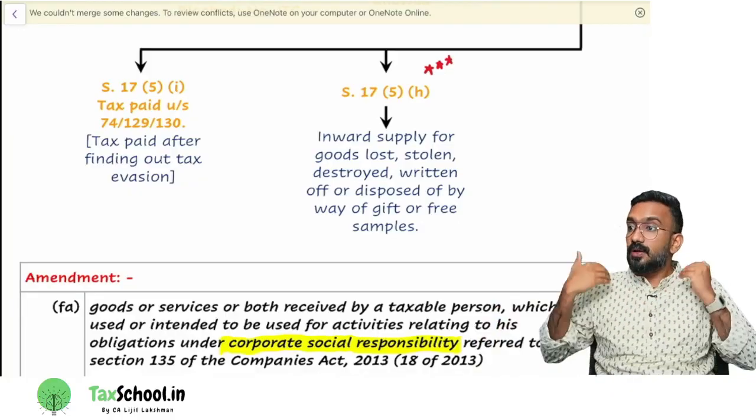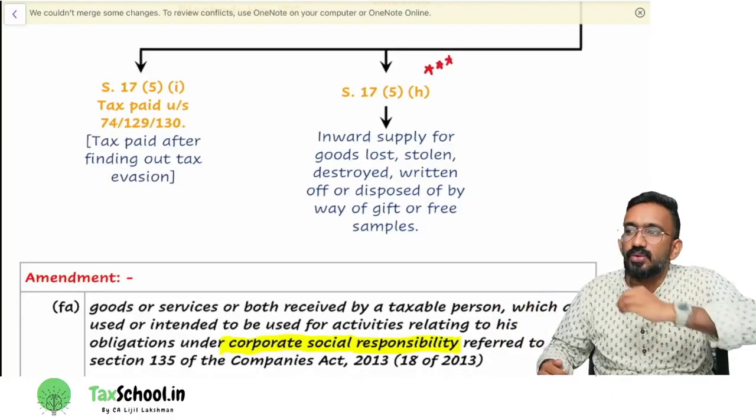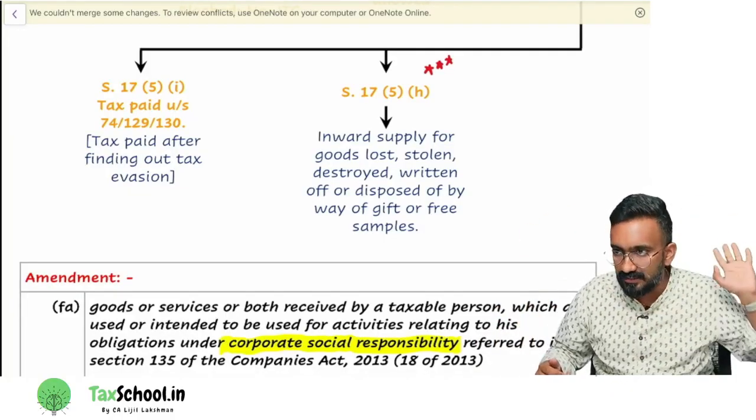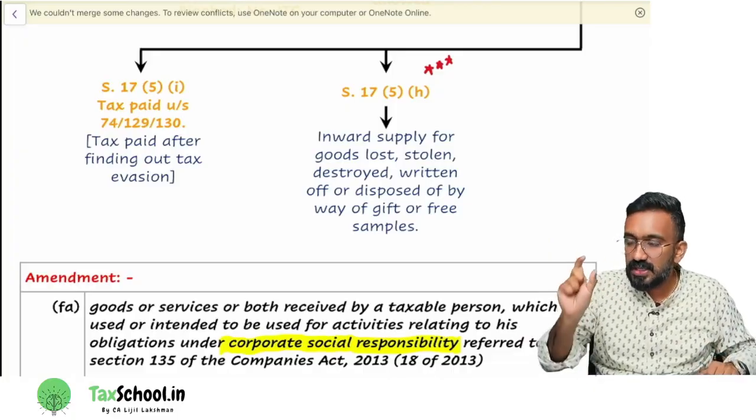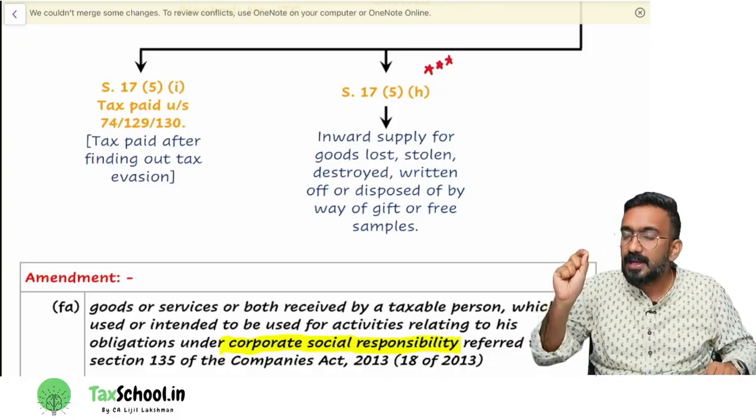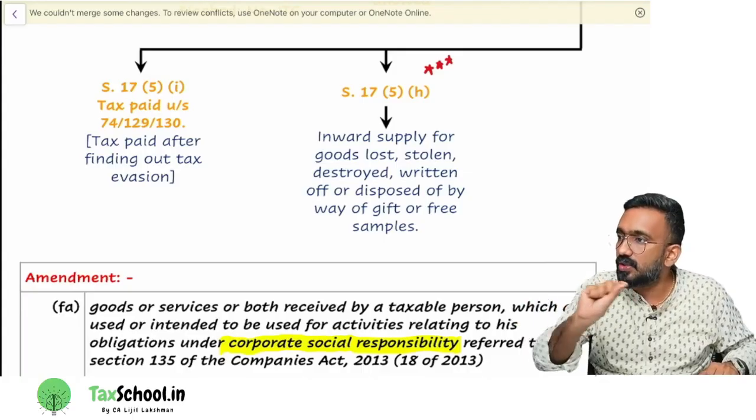I'm talking about goods which are lost because of a fire accident, or you write them off because they're out of fashion. That kind of thing is the meaning of lost. So you can remember this point in your head: process loss, there is no need to reverse any ITC.